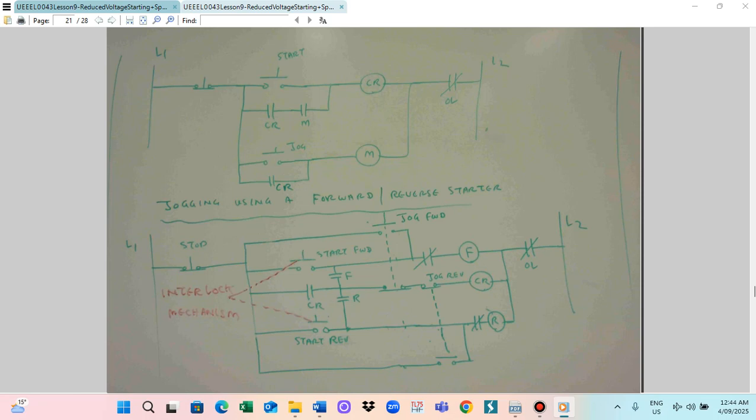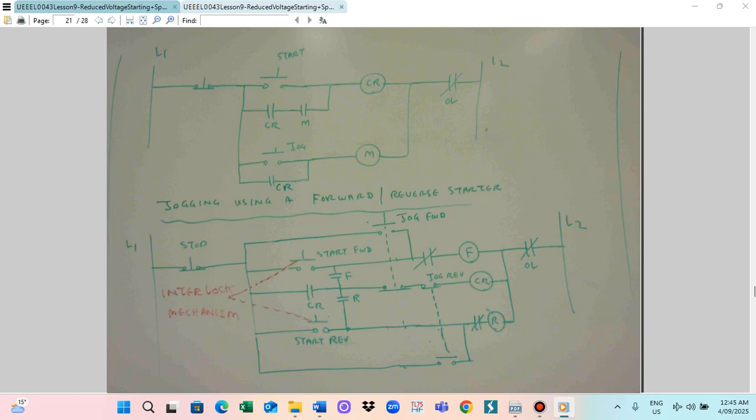When you press the start forward function, all the F contacts are closed. F contactor closed, so the motor's FY is energized. In the middle, the CR contactor is also energized. And the CR contactor closed, so the motor runs in the forward direction. When you press the start reverse switch, the R contactor is closed. R contactor closed, CR contactor closed. So the R coil is energized and the motor runs in the reverse direction.